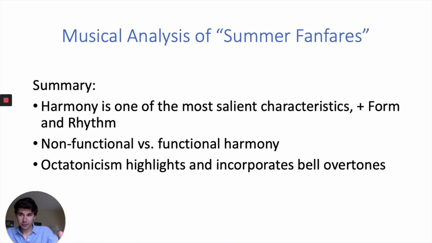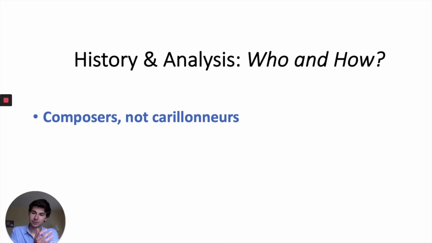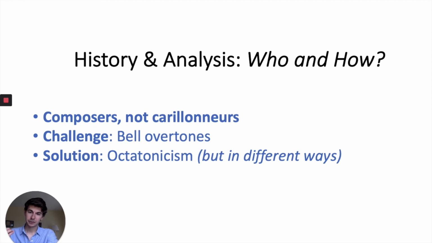So the big takeaway here is harmony is actually really playing a huge role in this piece, in what he's saying through his musical composition. It's not functional harmony, but it is still a real interest in the harmonic content of each chord, and he's not trying to dilute that. He's really trying to bring that, as well as the bell overtones, into the fore. So, to sum up, composers from an academic background, as opposed to carillonneurs, were the ones bringing Octatonicism into carillon music. They saw this challenge of bell overtones having this really strong minor third, and they came up with the same solution, independent of each other, to use Octatonicism, but in very different ways.